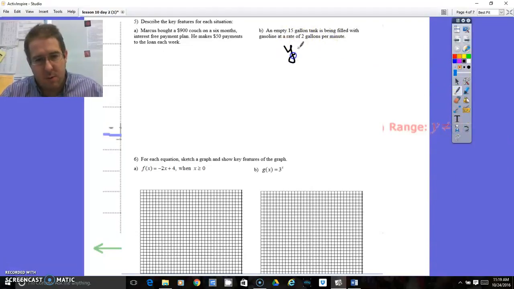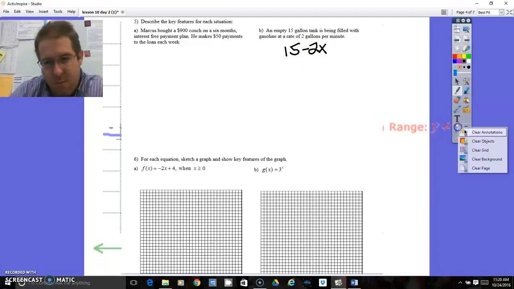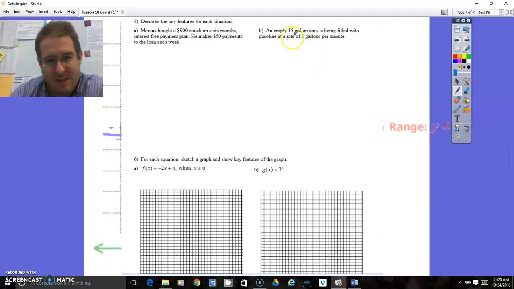So it's just y equals 2x. And we want to find out how many, well, I guess I should say 15 minus 2x. So if it was full minus the 2 gallons per minute, so after x amount, oh no, that wouldn't work either because that wouldn't tell you how much is in it the entire time. So it's really just y equals 2x, but it stops at 15 gallons.